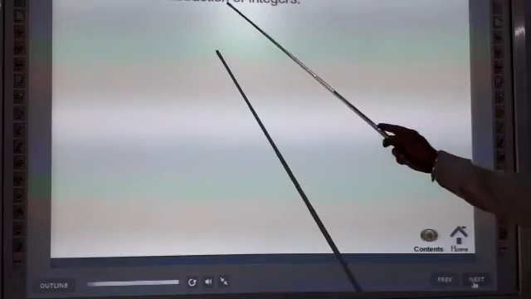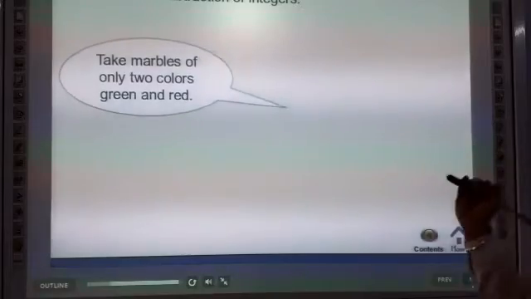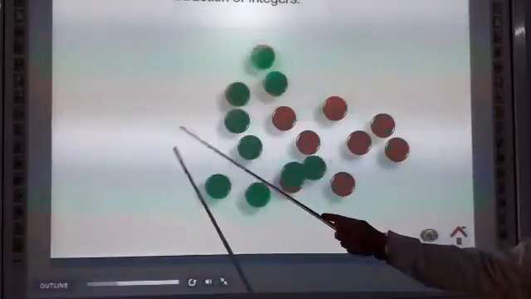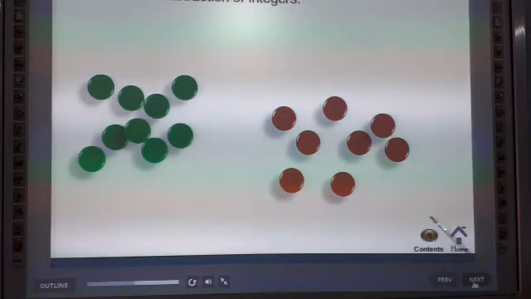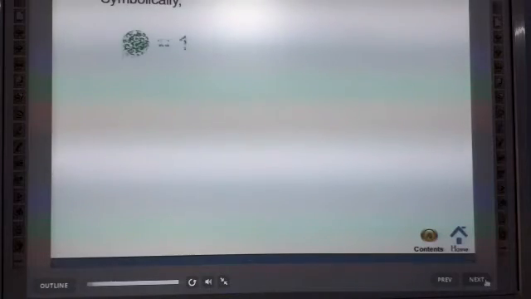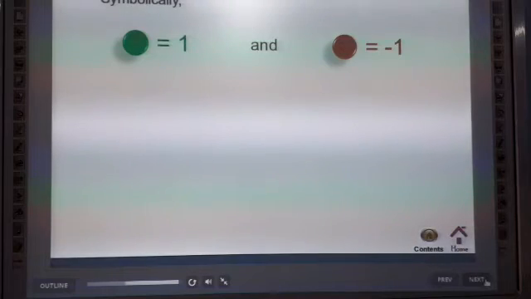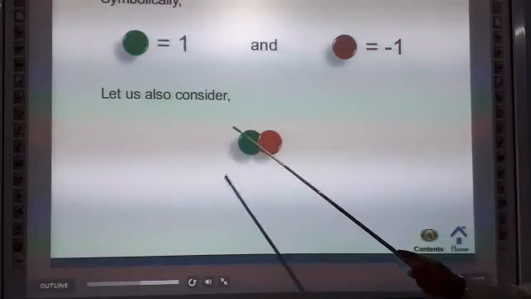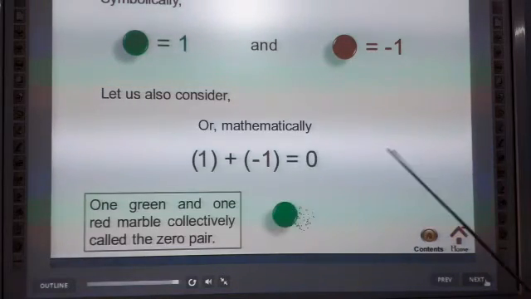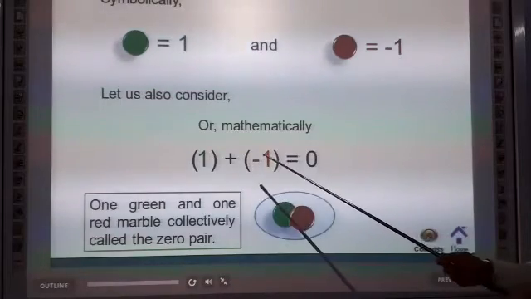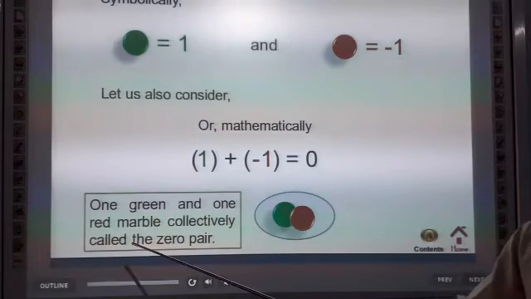Now let us also do an activity to elaborate addition and subtraction of integers. Take marbles of only 2 colors, green and red. Show the diagram. Symbolically, green is equal to 1 and red is equal to minus 1. Let us also consider them together: they add to nothing. So the answer is 0. 1 plus minus 1 cancel out and is equal to 0. 1 green and 1 red marble are collectively called a zero pair.